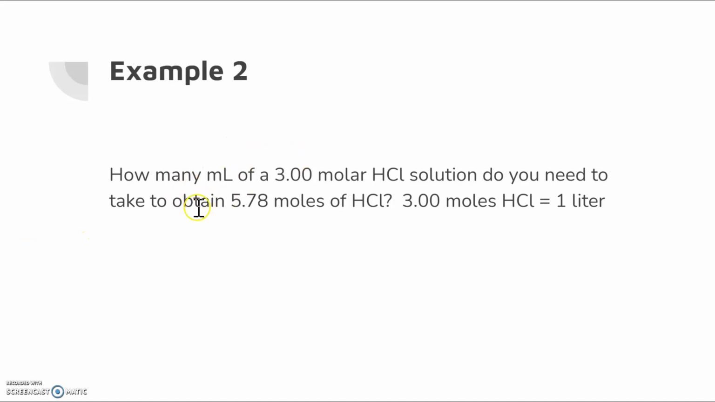First step, what am I looking for? I'm looking for milliliters. So I put equals milliliters. The next step is, what am I going to start with? I got 2 things, the 3 molar and the 5.78 moles. But the hint was don't start with the molar, so I'm going to start with the 5.78 moles of HCl over 1.